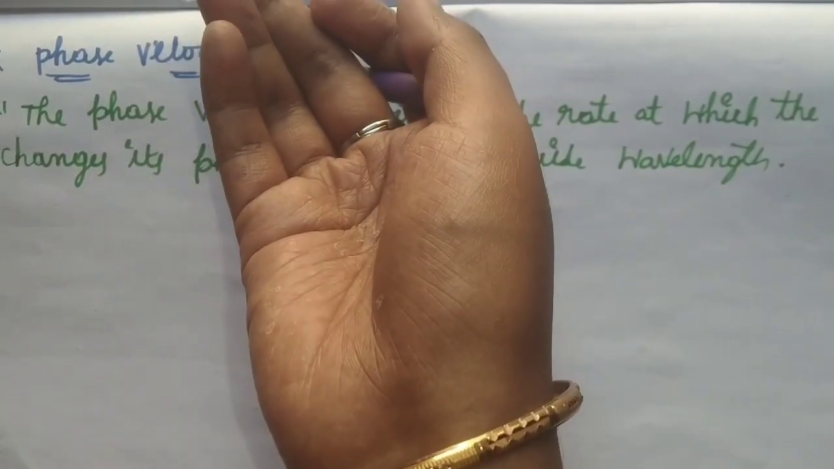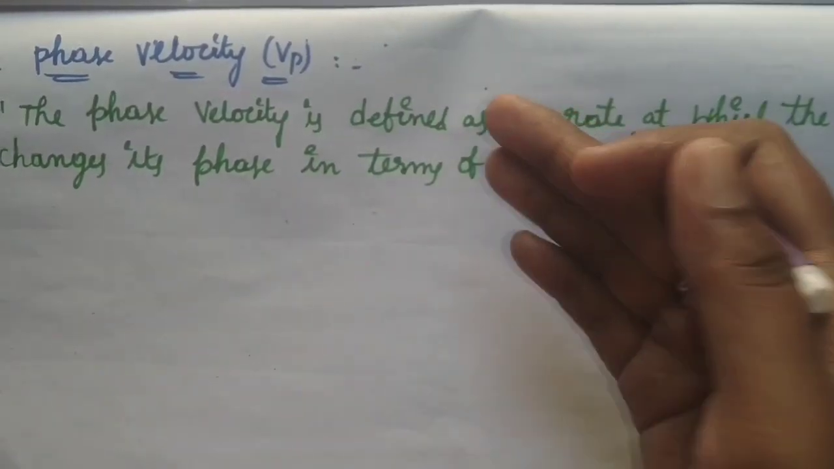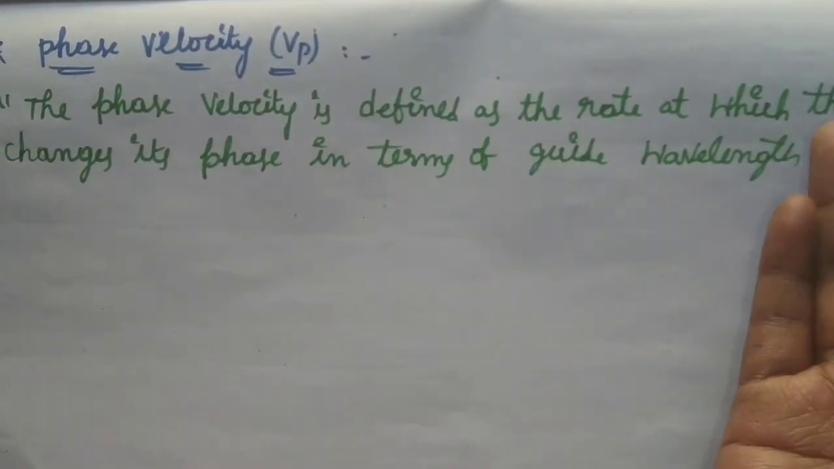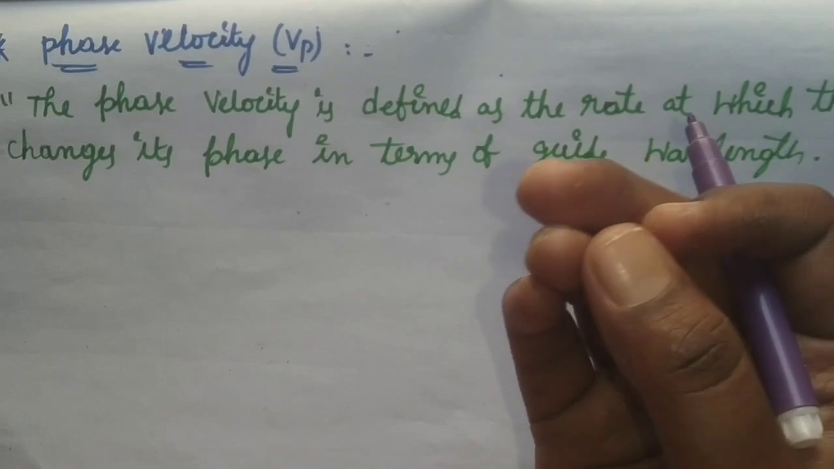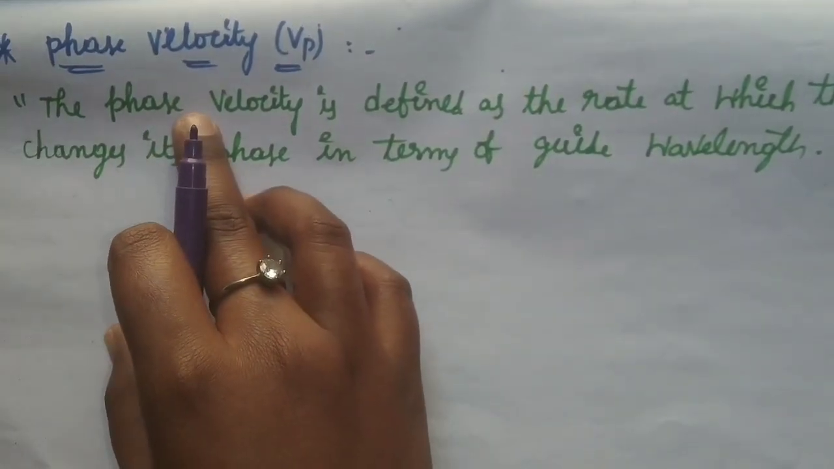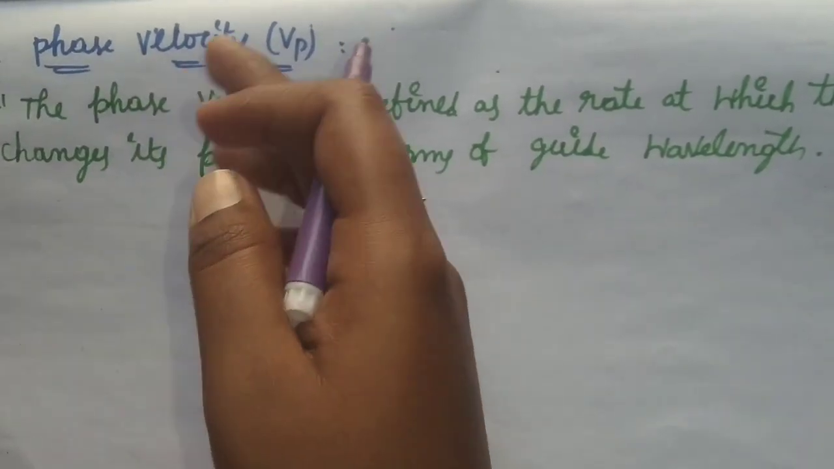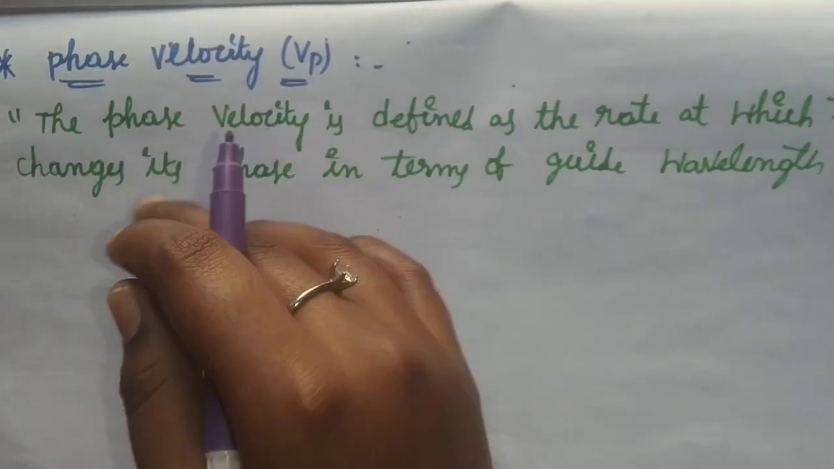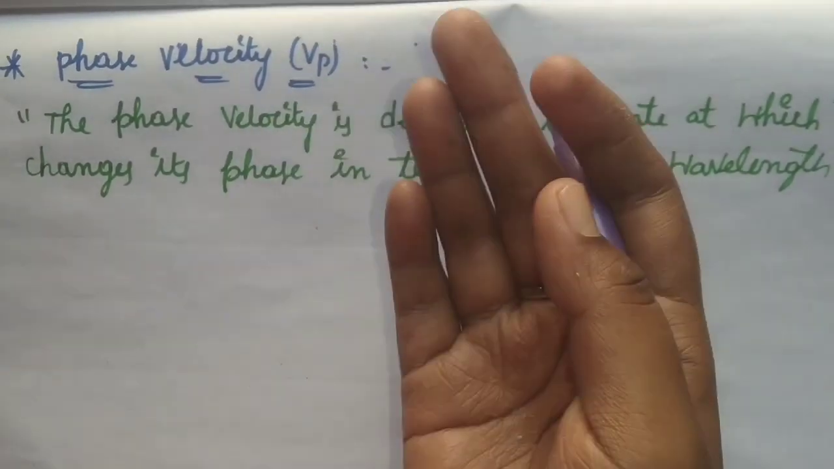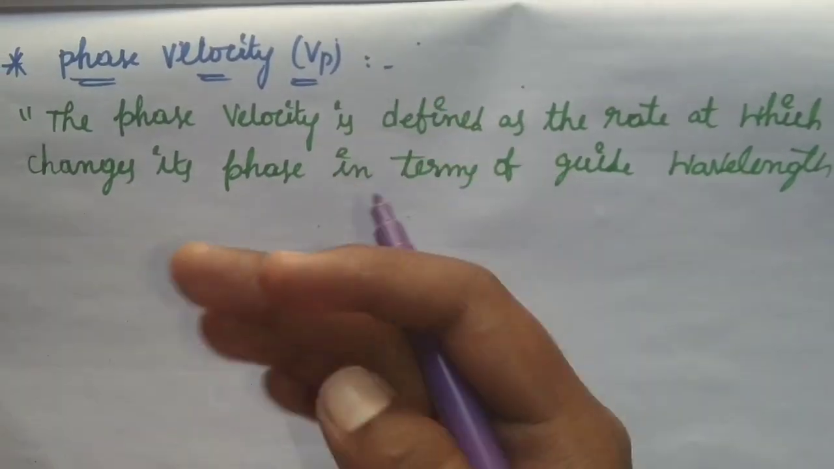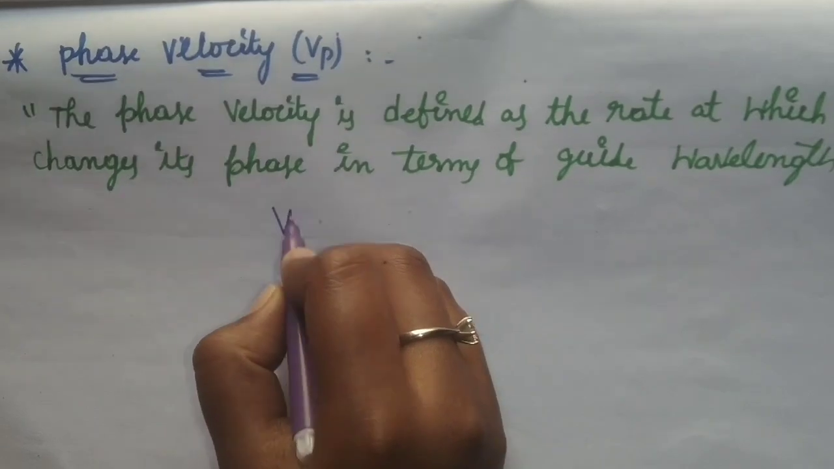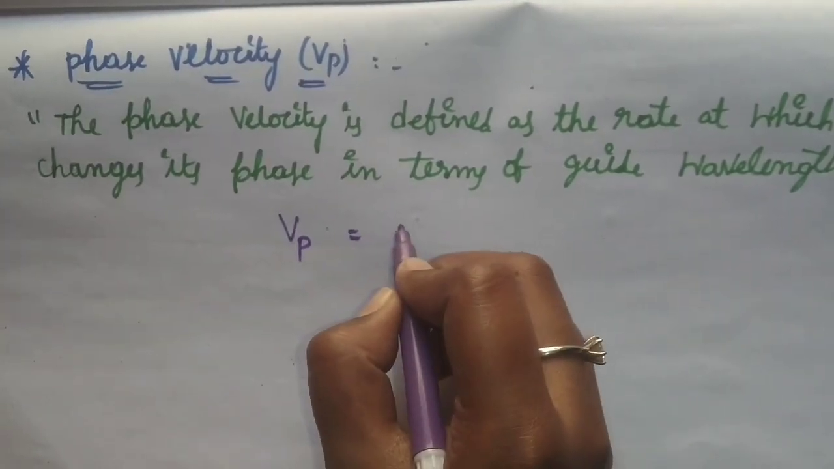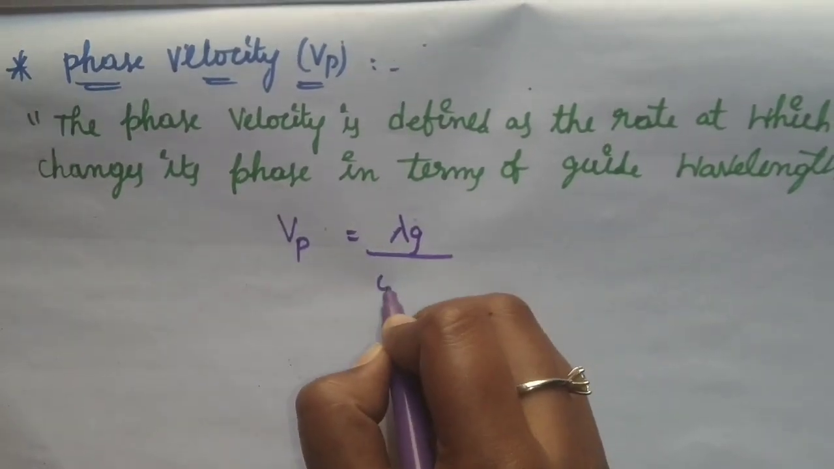Phase velocity is defined as the rate at which the wave changes its phase in terms of guide wavelength. That rate is called phase velocity. Now from that definition, we will see how we can write it as an equation. First of all, phase velocity is represented with Vp. So Vp is equal to lambda g per unit time.